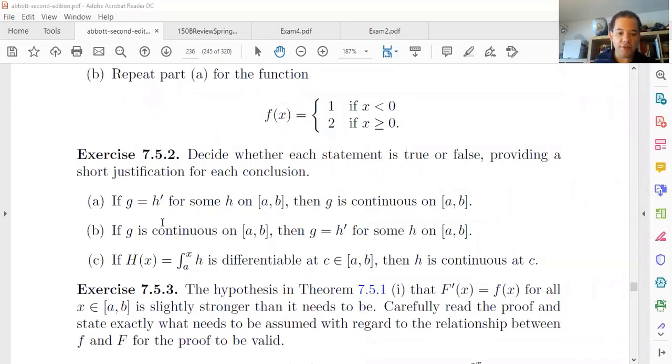The next one says, if g is continuous, then g is the derivative of some function. How about that one? True or false? Mm-hmm. Benjamin says true. It is true, that one. We just learned about it, right? What is the function that works? Let me write it here. If g is continuous on AB, then g is h prime. Is it true or not?